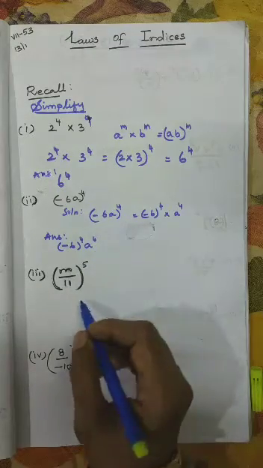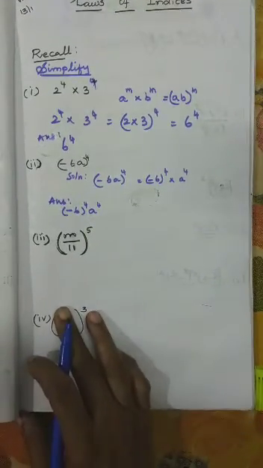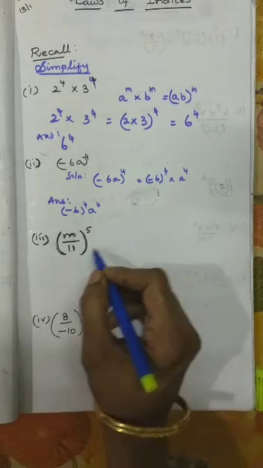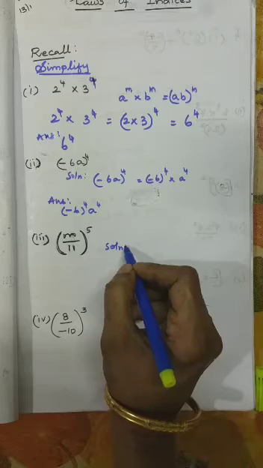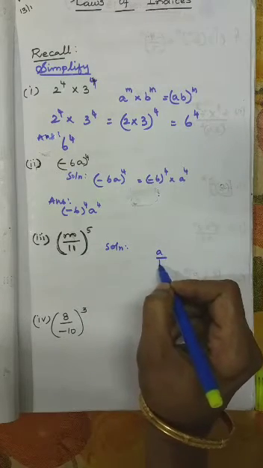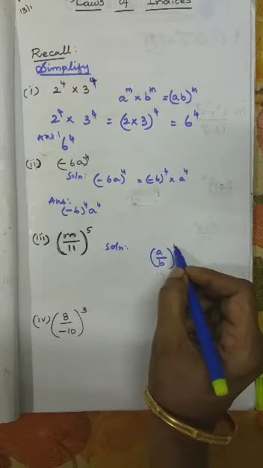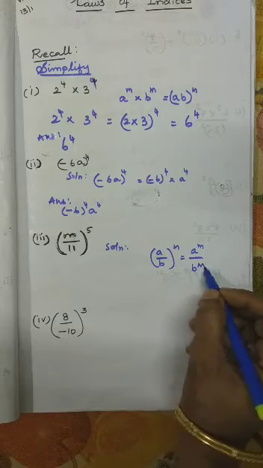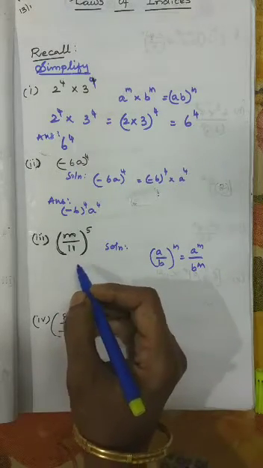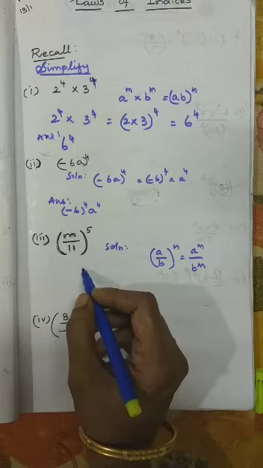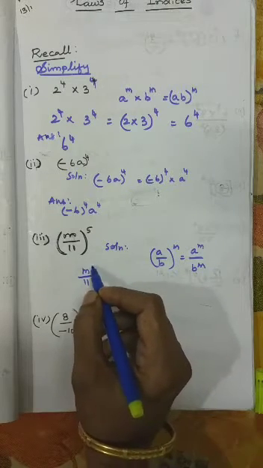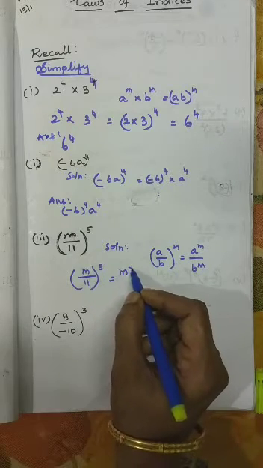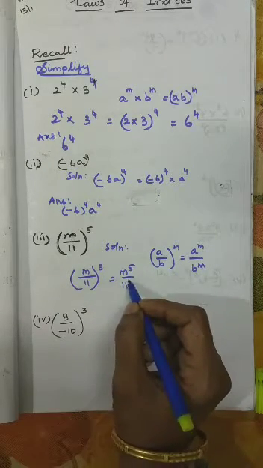Okay. Then we shall see the next one. m by 11 the whole power 5. Here also, which law are we using? a by b the whole power m is equal to a power m by b power m. Then m by 11 the whole power 5 is equal to m power 5 by 11 power 5.